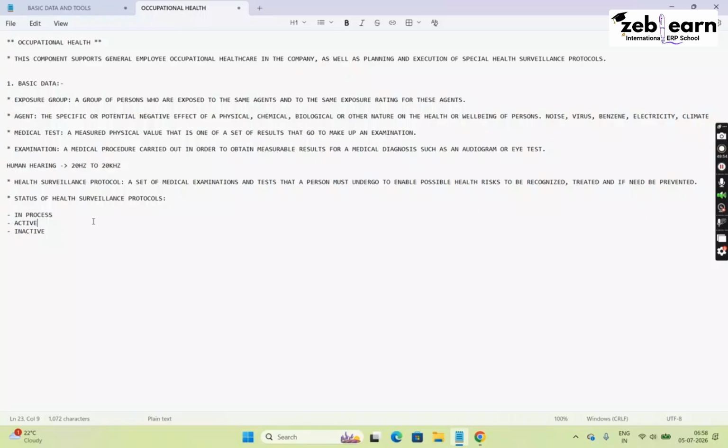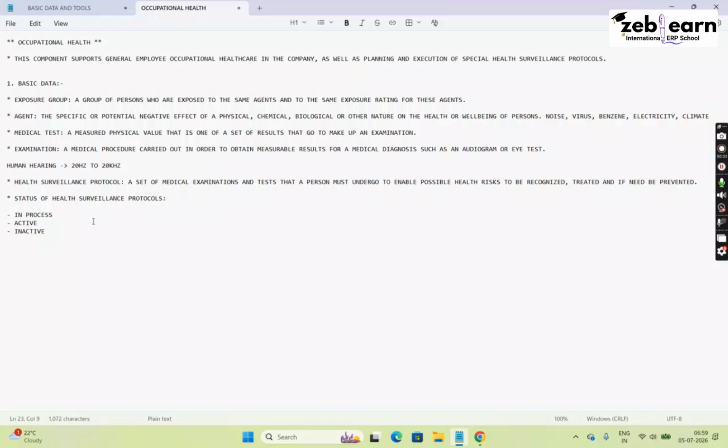Data will be available. Yes, that medical checkup is available to the employees. Suppose you want to go for a general medical checkup, you can go at any time, no problem, because it is already available. Or somebody wants to go for a blood test, fine, they can go. If they want an audiogram test, even that is available. So these medical checkups or health surveillance protocols which are already available to the employees have the status active.